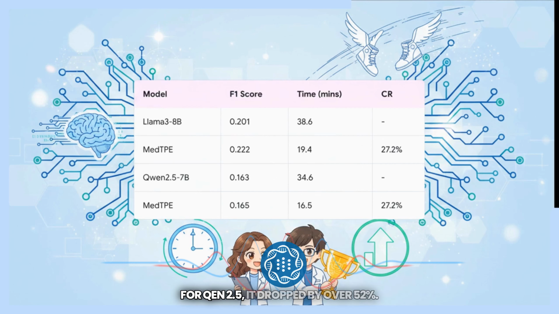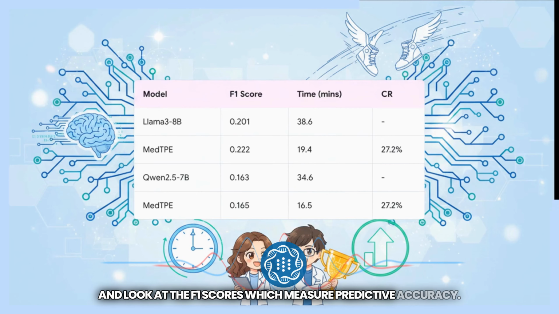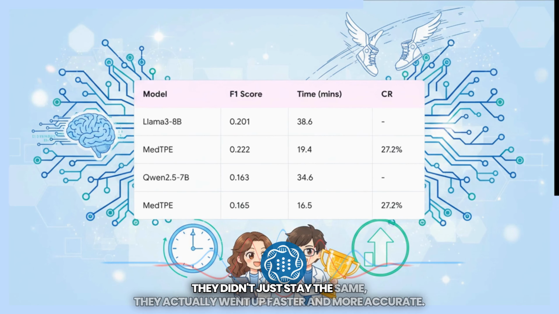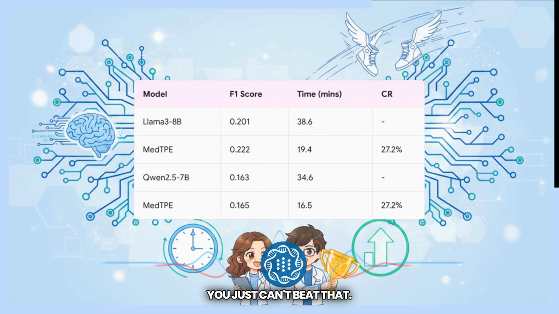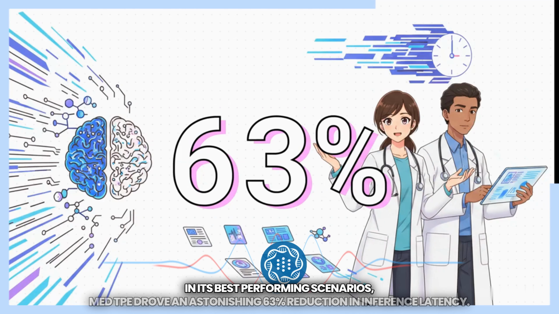For Qwen 2.5, it dropped by over 52%. And look at the F1 scores, which measure predictive accuracy. They didn't just stay the same, they actually went up. Faster and more accurate. You just can't beat that. In its best-performing scenarios, MedTPE drove an astonishing 63% reduction in inference latency.